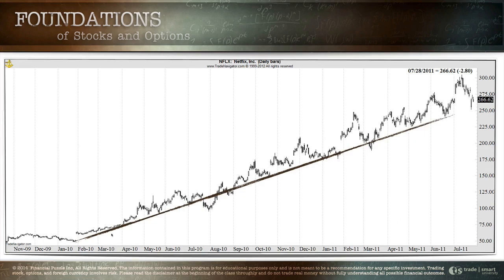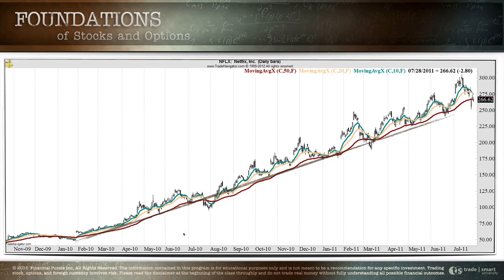Let's take a look at this big Netflix trade as it was losing steam back here in 2010 and 11. Look at our nice trend line we had. Okay, there's your trend line. Now watch what happens when I put our averages on here. Oh, look how close that 50 period is to your trend line. Look how close it is.